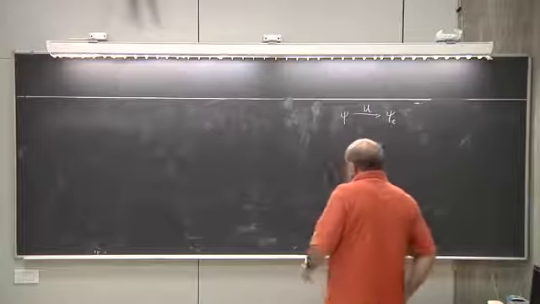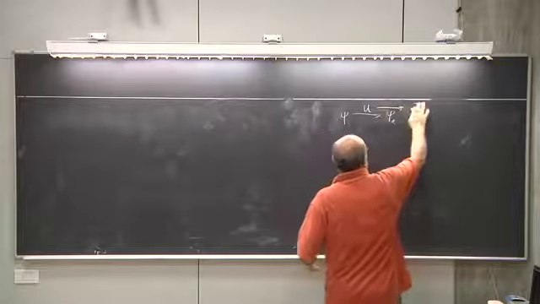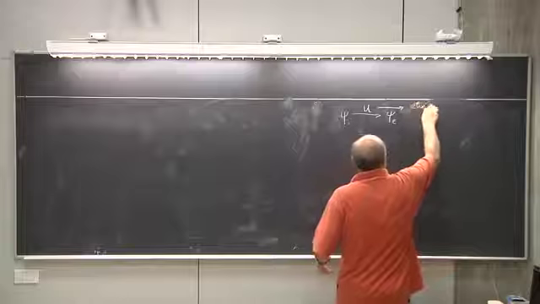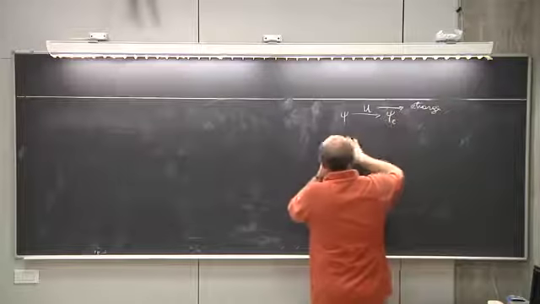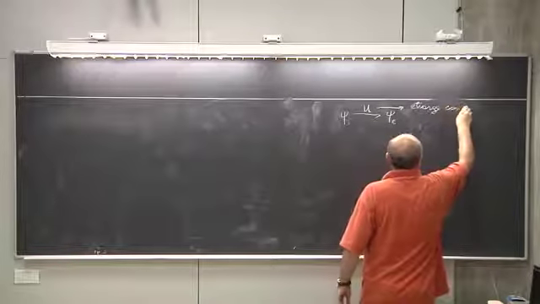So now our goal is to build this operator, and this operator is called charge conjugation. It's the operator that takes an electron and brings it into a positron, charge conjugation.